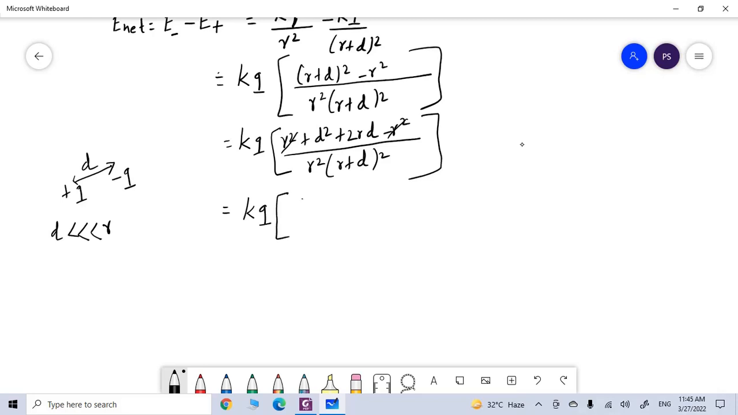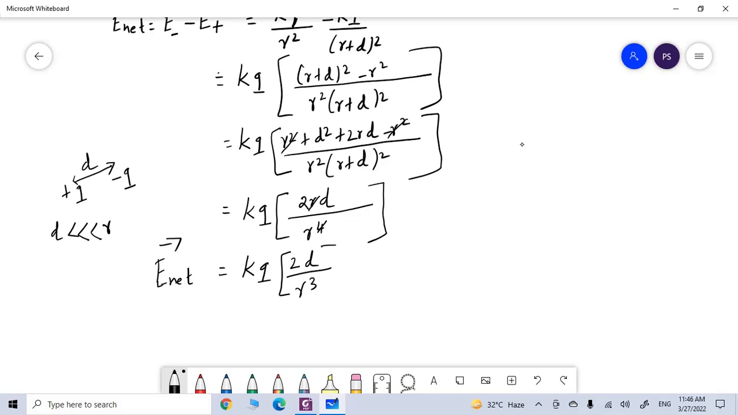So we are going to get 2rd in the numerator, and here too you can take this d out of this equation. So you will end up getting r power 4 in the denominator. You can cancel r both upstairs and downstairs. Then you get kq over 2d by r cube. So this is going to be your net electric field.